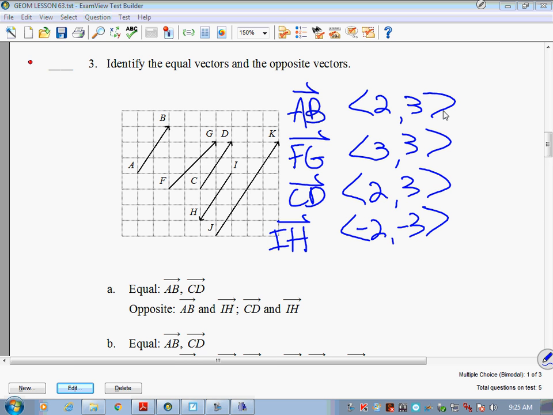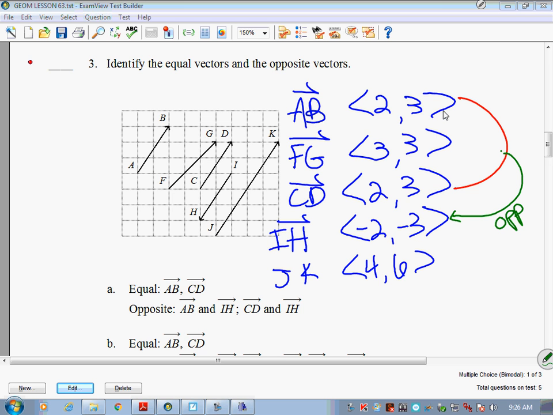And then my final one is JK. Okay? How far to the right am I going? 4. How far up am I going? 6. Okay. So do I have any equal vectors here? Which two vectors are equal? AB and CD are equal. Okay? Do I have any opposite vectors? Okay? Both of these together are opposite of IH.